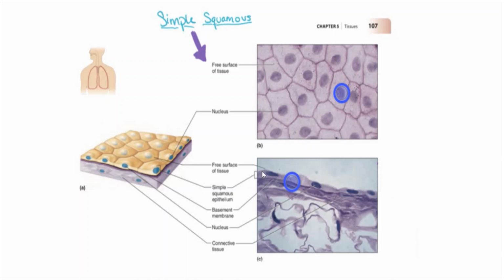Label the cell membrane, the cytoplasm, and the nucleus. For epithelia, always also mention the basement membrane because the cells lie on the basement membrane. Always make sure to mention the basement membrane for epithelial cells.